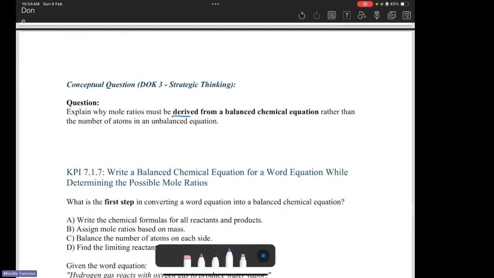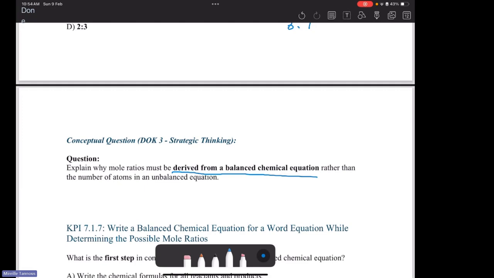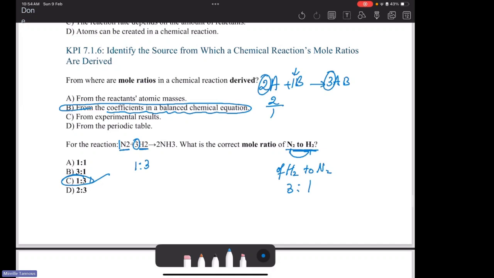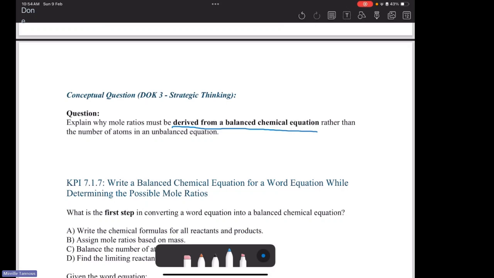Why must the mole ratio be derived from a balanced chemical equation rather than the number of atoms in it? Yes, of course, because we cannot count atoms. It's the mole. When an equation is balanced, we balance it by counting the atoms on it, and we add stoichiometric coefficients. So in order to balance mass and everything, we need to take into consideration those stoichiometric coefficients, I mean the 2, the 1, the 3. If it's written without those coefficients, then it is not balanced. It's wrong.